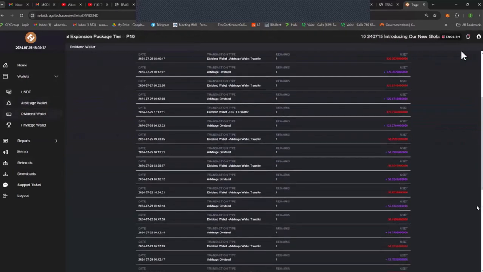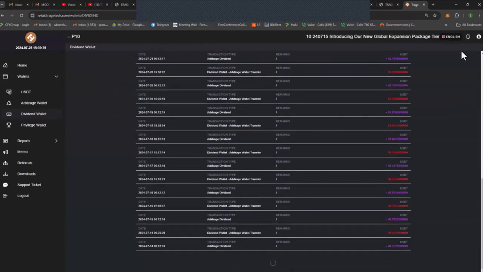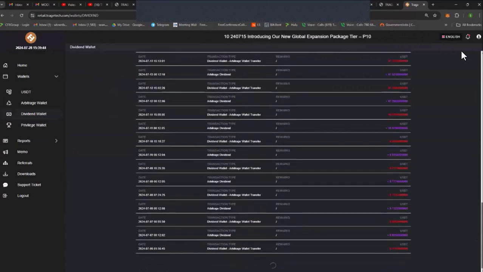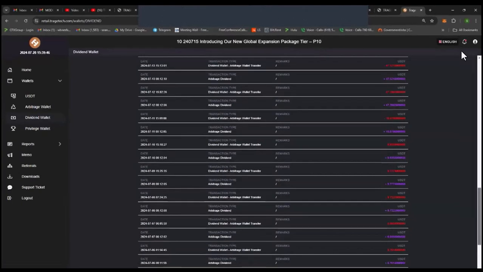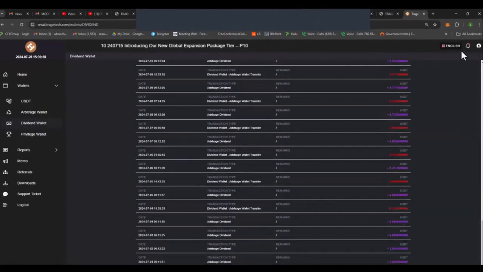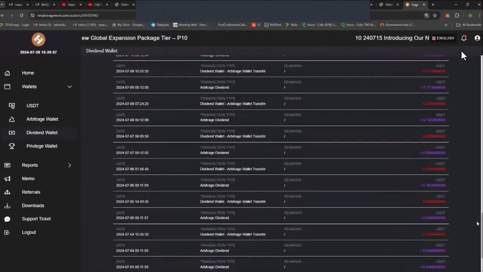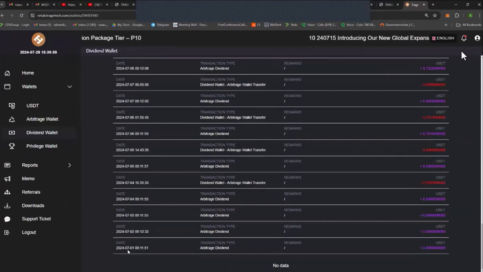So we're going to go back here to my Arbitrage wallet, and I'm going to show you where I made my first day's worth of money. Here we go. We're getting closer at the very bottom. So you guys know what I'm going to share with you is true. Here, make it a little bit bigger so you can see. It's real down at the bottom. Here we are. So I got my first commission on July the 1st, 2024. So that means I've only been involved with the business for how many days? 26 days, right? Here's my Arbitrage dividend, no remarks. Here's my USDT. I made $2.